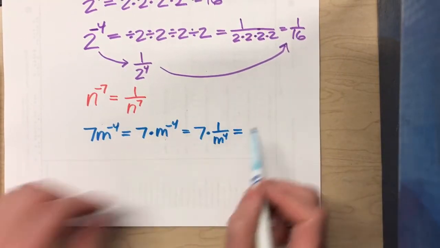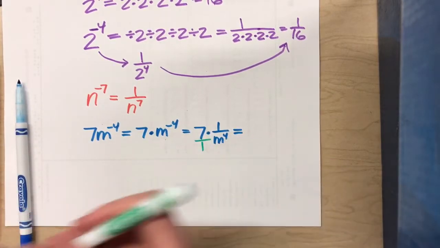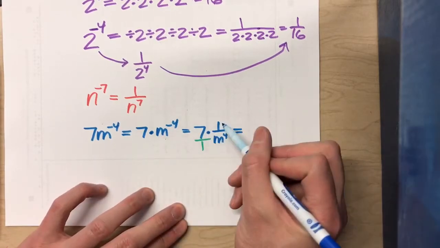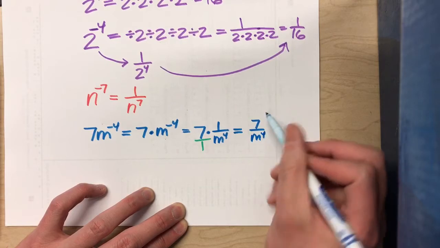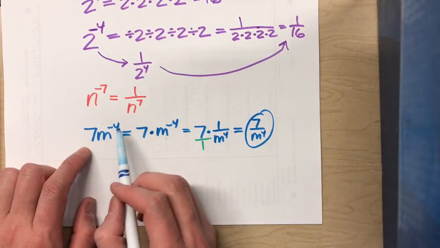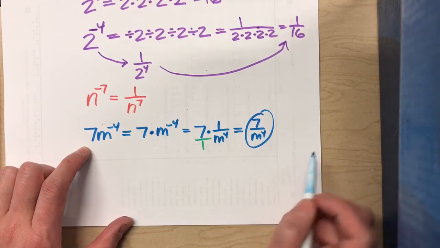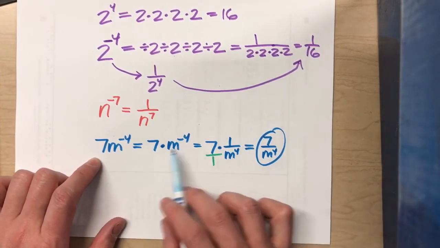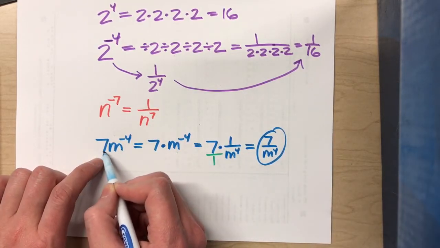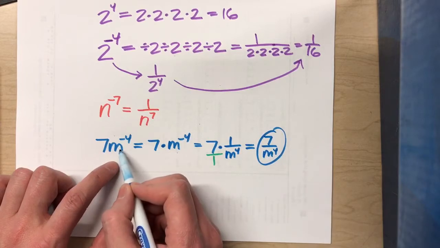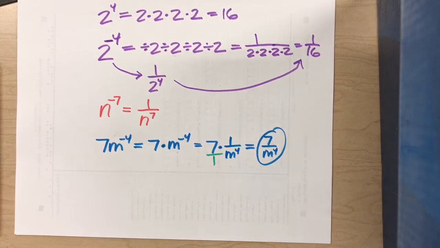And to get your final answer, just multiply this whole thing. 7's a whole number, so I'm going to put it over 1, and then just multiply the top times the top to get the top, bottom times the bottom, and get the bottom. There it is simplified. 7m to the negative 4th power simplifies to 7 over m to the 4th power. And if you look at this, you could have figured this out without doing all this work, because 7 is a regular number, so it goes on top. M has a negative exponent, so we know it's going to go on the bottom of your fraction.